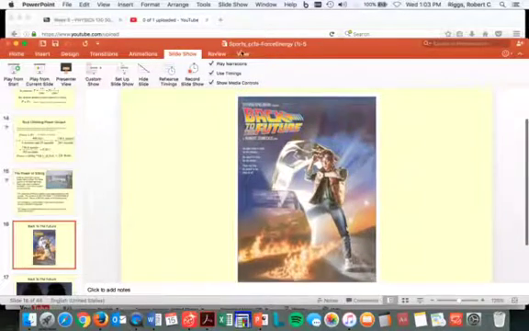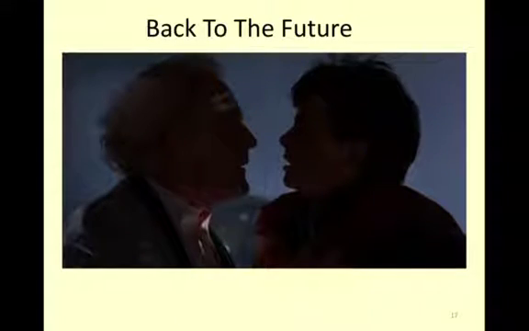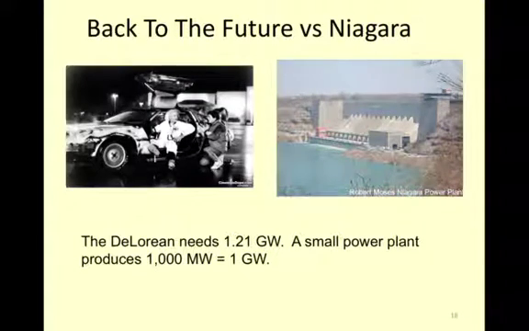Okay, so there's the old, back to the classic, Back to the Future, and then what the heck is a gigawatt? The DeLorean needs 1.21 gigawatts. A small power plant is about 1,000 gigawatts, or gig of watts.